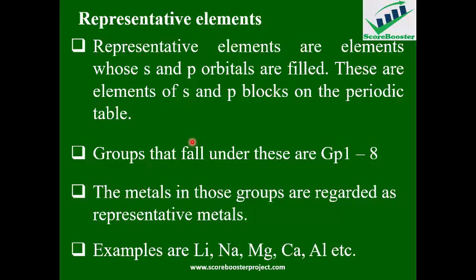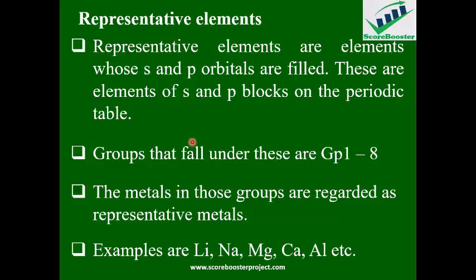So now, what is called a representative element? These are just elements in the s and p block on the periodic table. Don't forget, during our lectures on the periodic table, we said the orbital to which the valence electron of a particular element belongs is the block to which the element belongs. If you have valence electrons in the s orbital, that element belongs to the s block. If you have it in the p orbital, it belongs to the p block. So when we say representative elements, those are the elements in the s and p block. These are the elements that have completely or partially filled s or p orbitals.